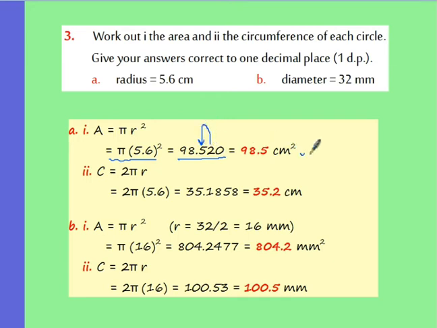When we go for circumference, 2 pi r, just multiply them, and your answer comes 35.18. You can increase the number because this is more than 5. So the answer is 35.2. It's easy.